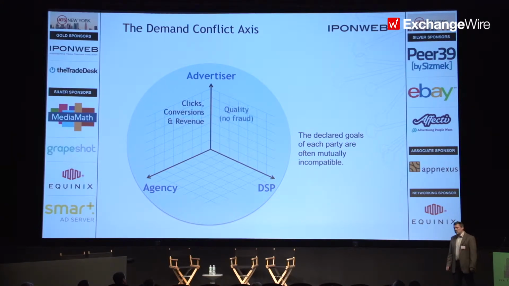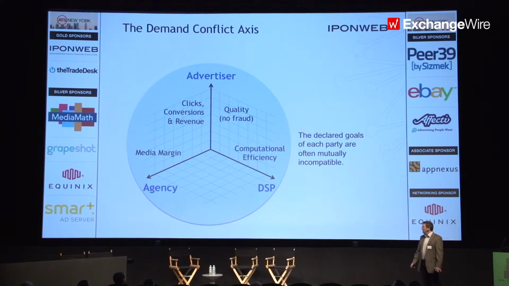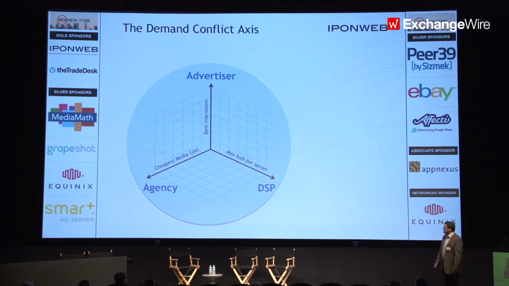And out of those parties, different parties want different things. The advertiser wants quality, wants some KPIs, clicks, conversions. The agency is very, very sensitive about margin on their media buy. And the DSP is measuring the computation efficiency. So to simplify, the advertiser wants the best impression, the agency wants the cheapest, and the DSP wants as many bids per server as they can get away with. Now, the reason for this is not so much technology. The reason for this is because the underlying business model behind all this is somewhat broken.